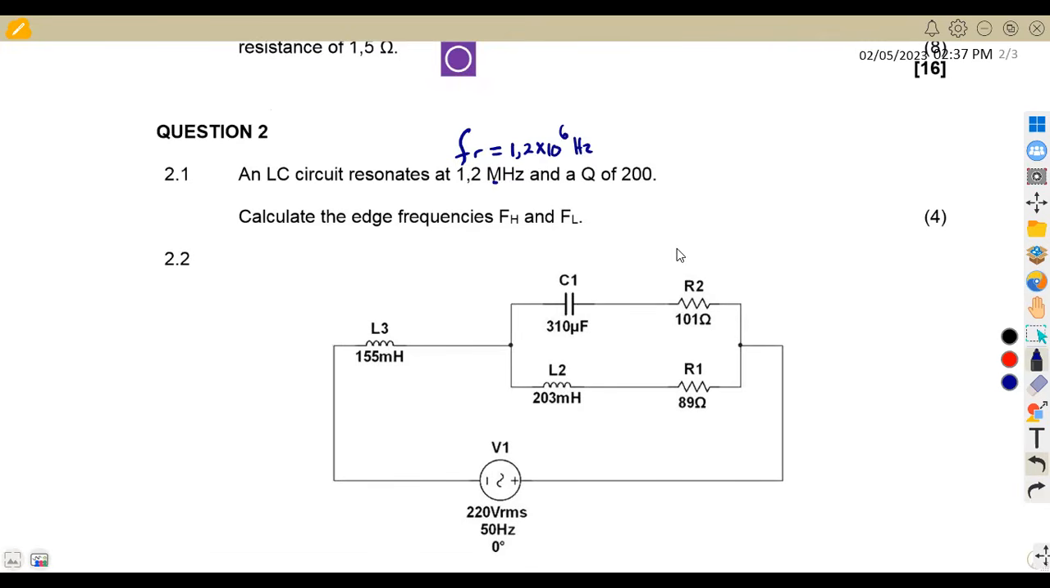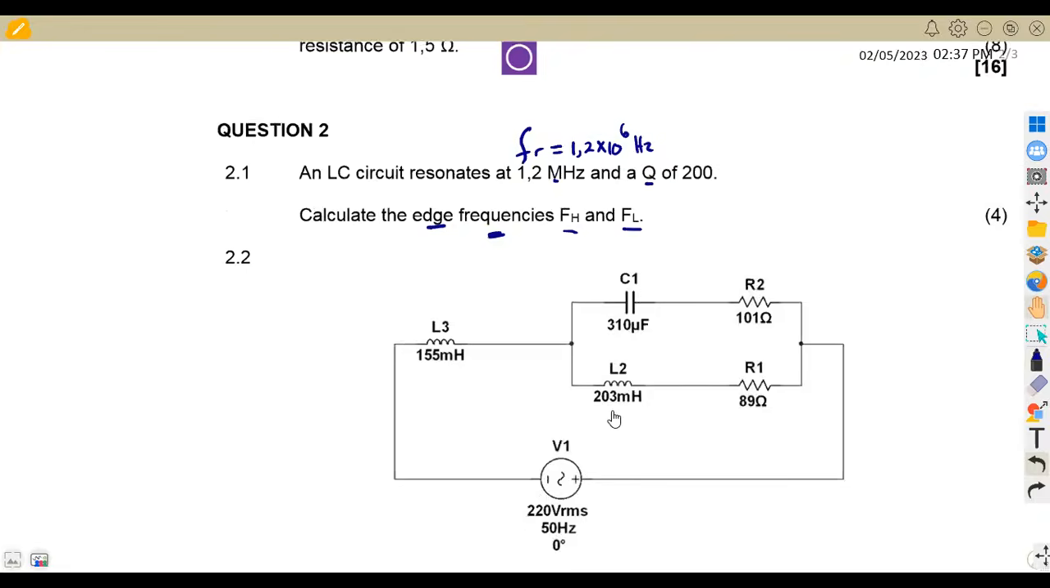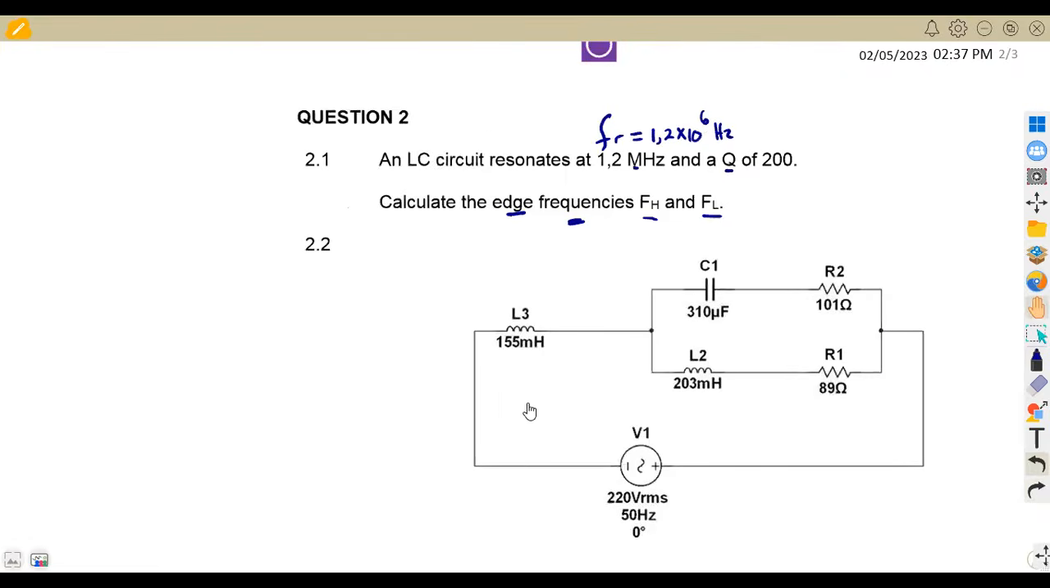And a Q of 200. So Q is for the Q factor, okay? That is the quality factor. So we are given that the Q is 200. Calculate the edge frequencies, that is FH and FL. All right, so these are the half frequencies that we have. So the edge frequencies, we know that they are taken from this formula, also from your formula sheet. You can consider that. But in this case, I'm just going to rewrite as it is.